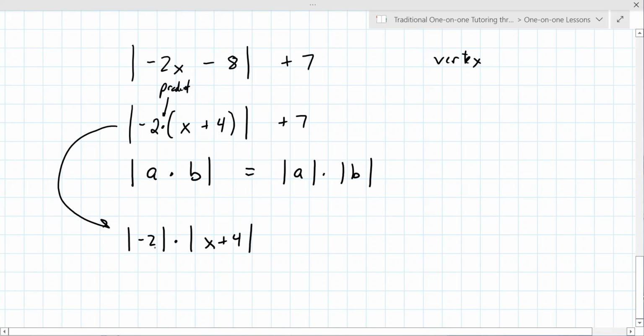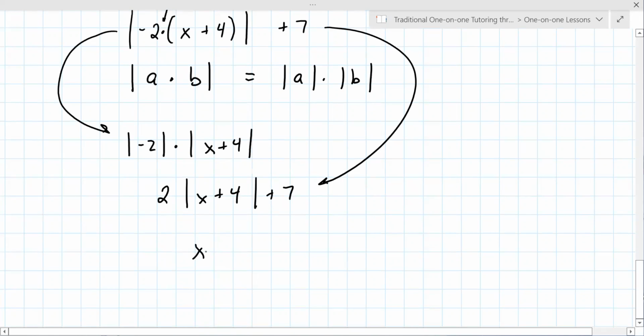So why is that important? Because the product, this right here, becomes 2. You can take the absolute value, plus 7. So yeah, that 7 comes down. And now it's in that form that you want, that x minus h with the a out front plus k.